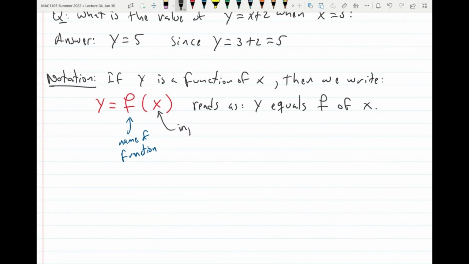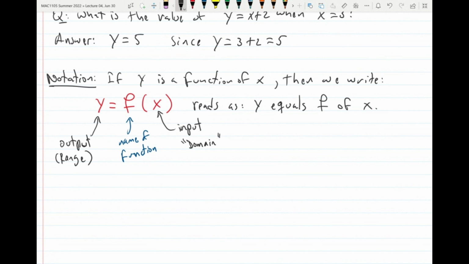So this is the input, which represents the domain, and this right here, the whole thing, we call it the output, which represents the range. All right, so this is what function notation is.